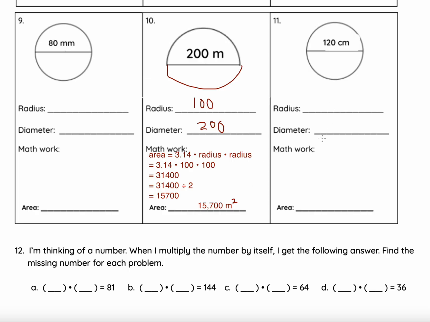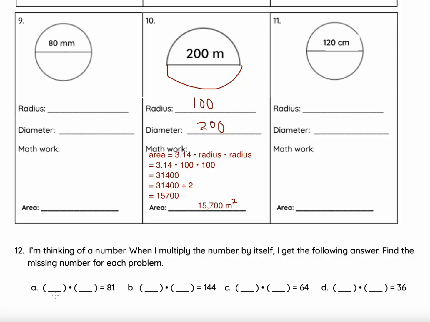We'll skip problem 11 since it's quite similar to some of the others, and we'll move on to question 12. Question 12 says, I'm thinking of a number. When I multiply the number by itself, I get the following answer. Find the missing number for each problem. So what's important is that both numbers here are the same number in these missing spaces. So for instance, I could put here a 2 and a 2, but I couldn't put a 2 and a 7. That won't work. It needs to be the same number.